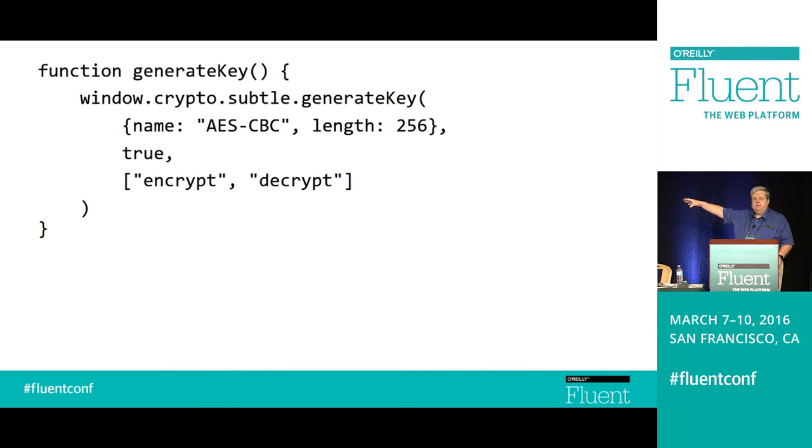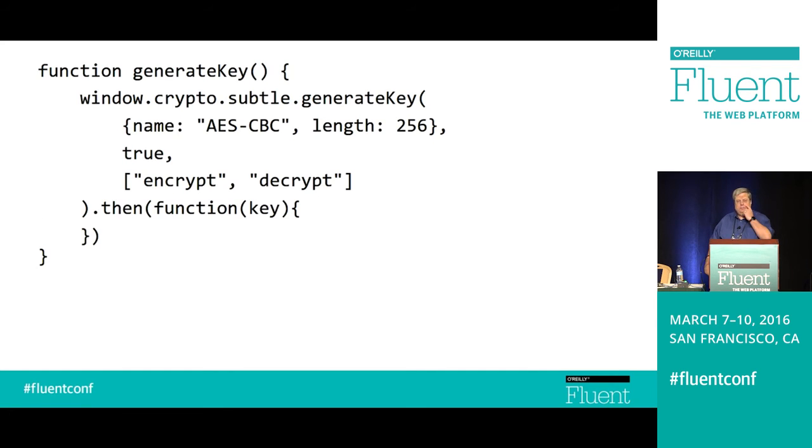This immediately returns before it's finished, because what it returns is a promise. And that promise says, well, if you give me a function as a parameter to my then method, when I know the answer, I'll invoke that function. So we'll do that. We'll have the then method, and we'll give it an anonymous function. When that anonymous function is actually invoked, it's going to be passed the result of generate key, which is the crypto key object.